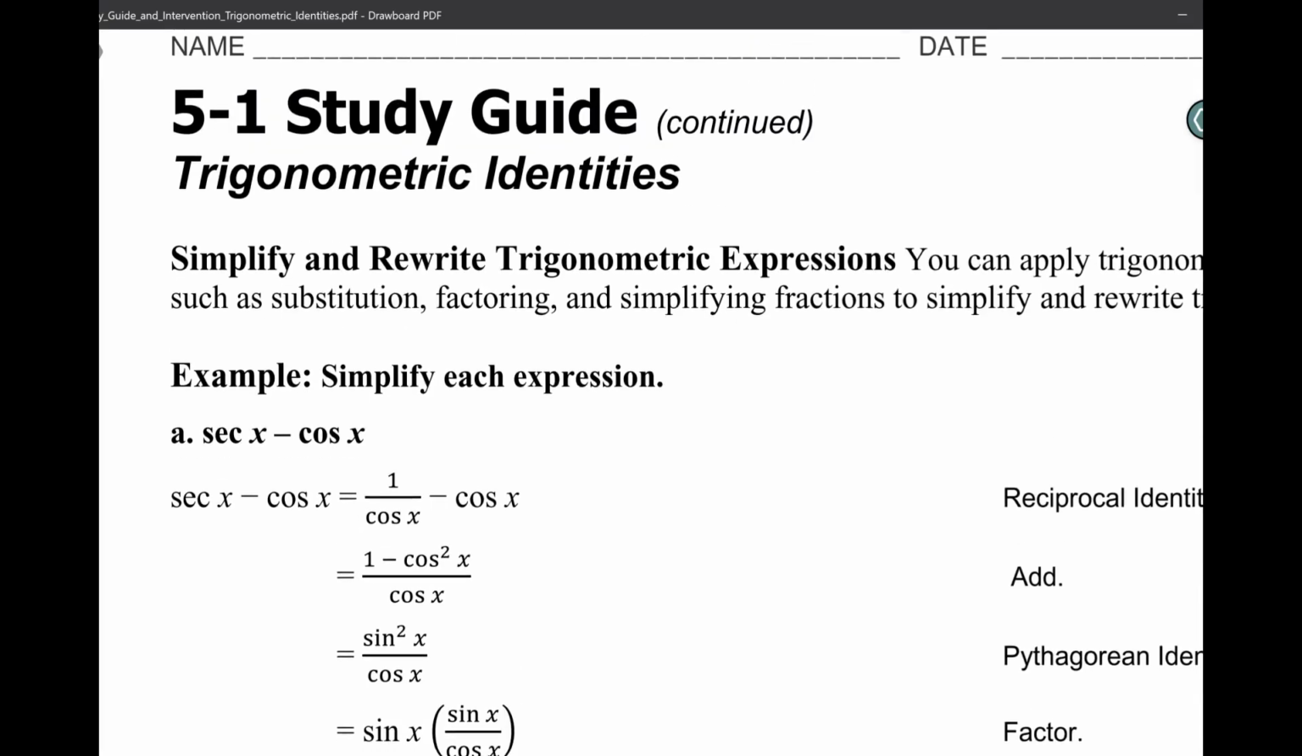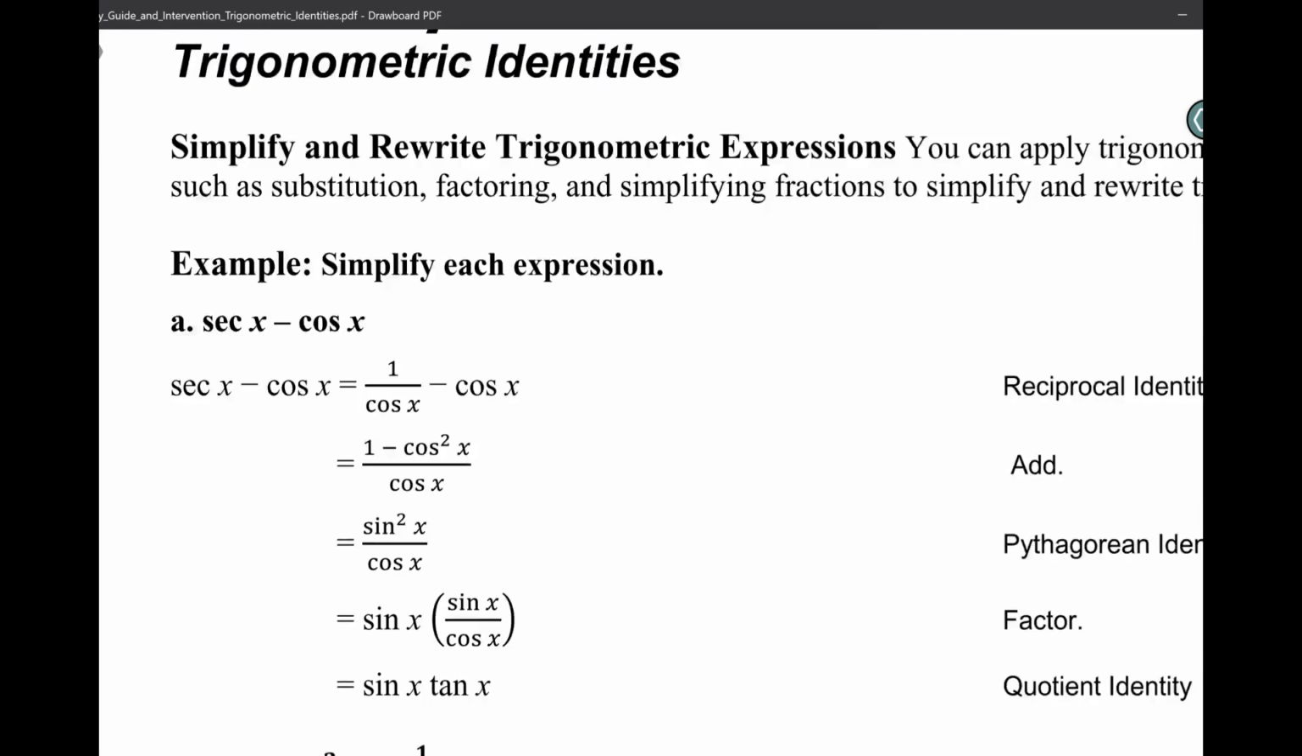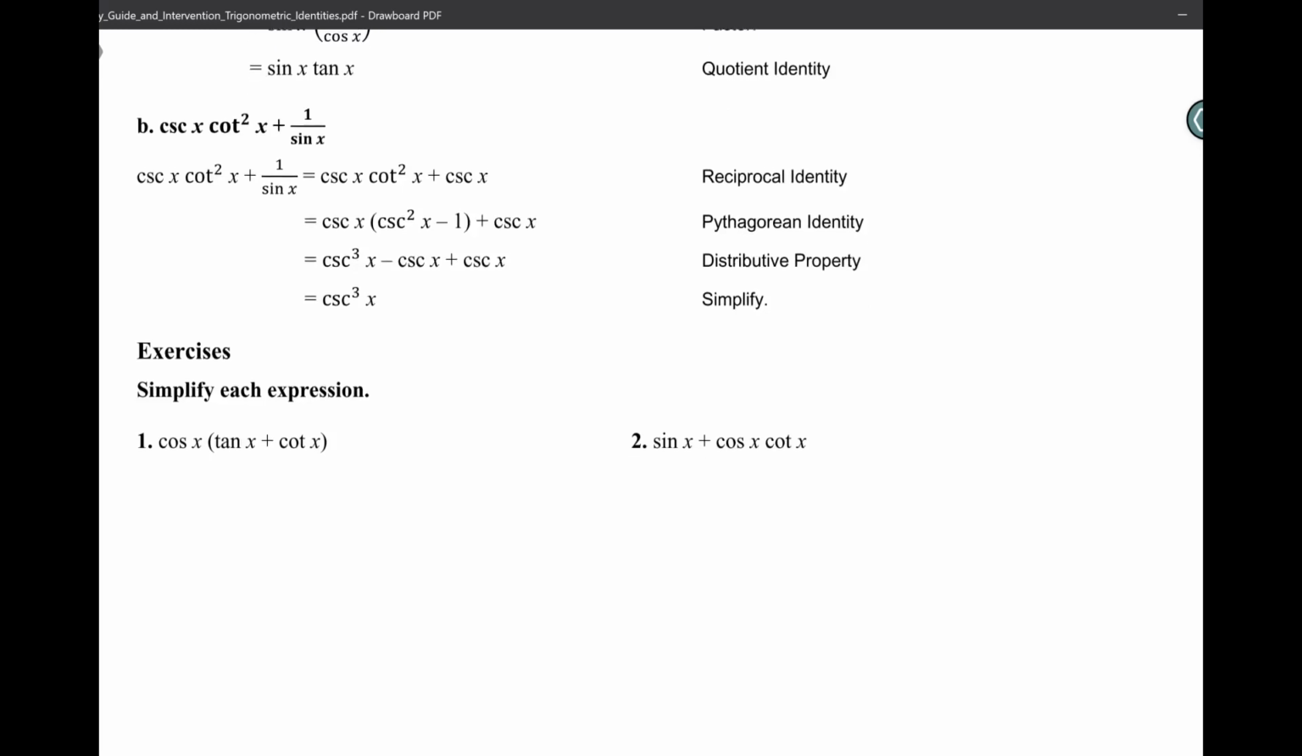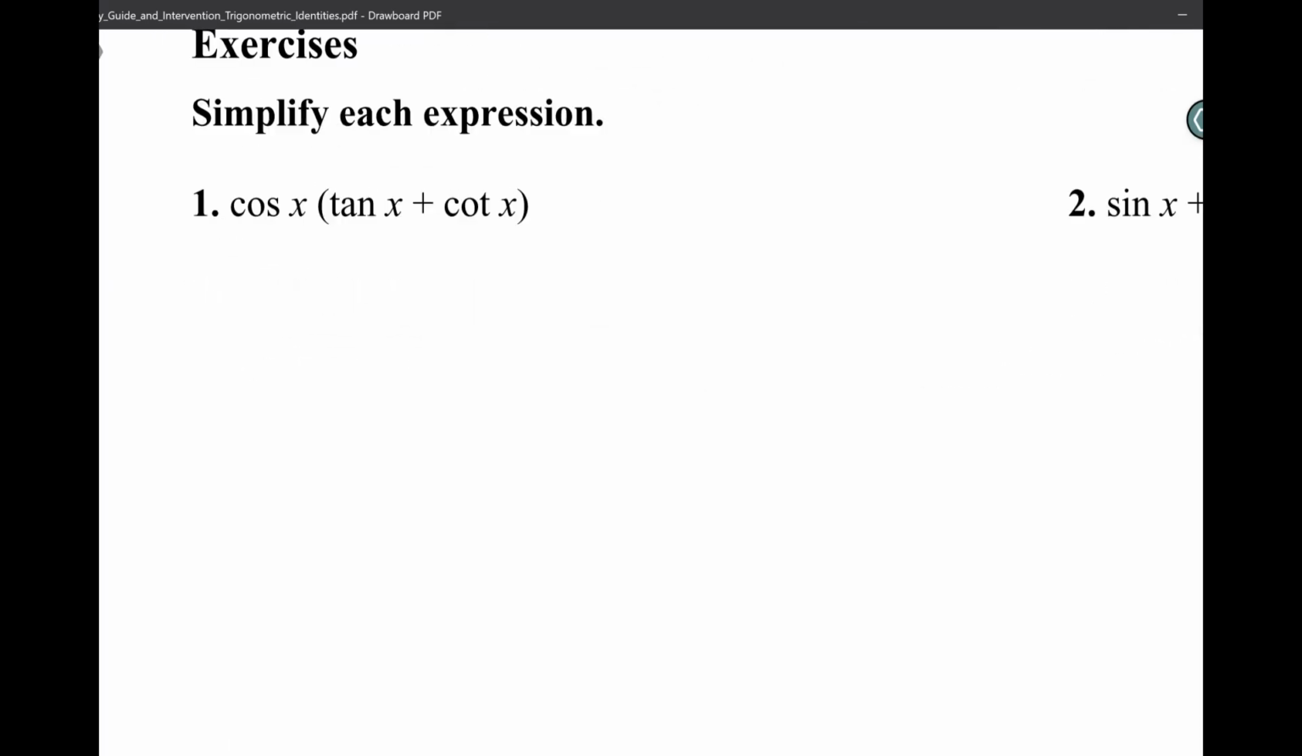Welcome to 5.1 Part 2. So this Part 2 is simplifying and rewriting trig expressions. So once again, you can already read this and see the two examples that I gave you. So number 1, let's simplify this expression.